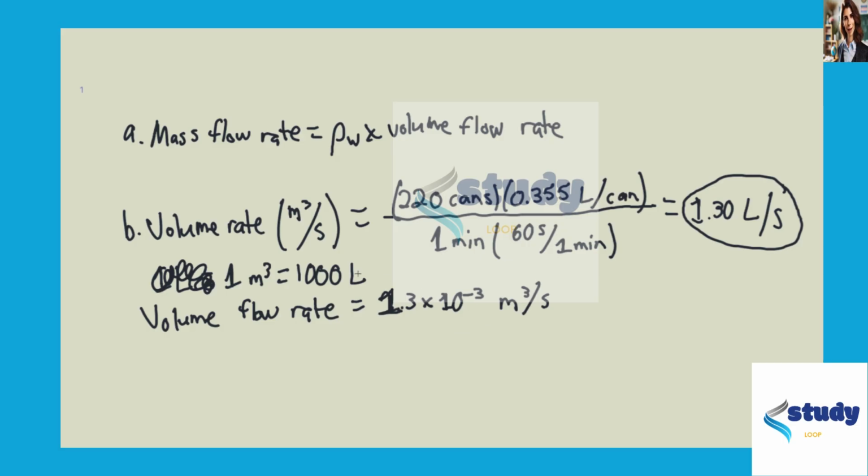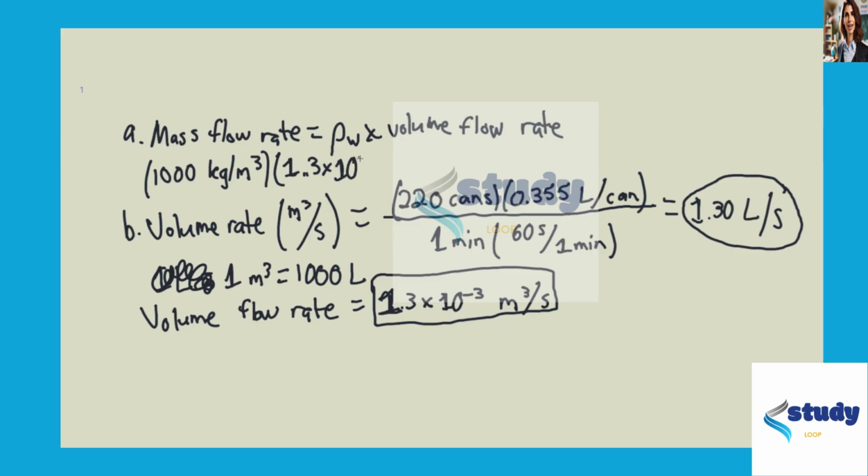At this point, we can now find the mass flow rate. If this is the answer for part B, part A is going to simply be the volume flow rate times the density of water. This would be 1,000 kilograms per meter cubed times 1.3 times 10 to the negative third meters cubed per second. And we find that the mass flow rate is going to be 1.30 kilograms per second. So this would be the mass flow rate.